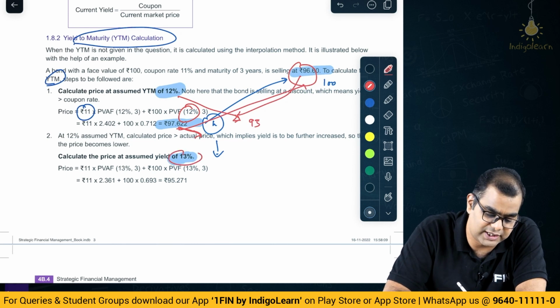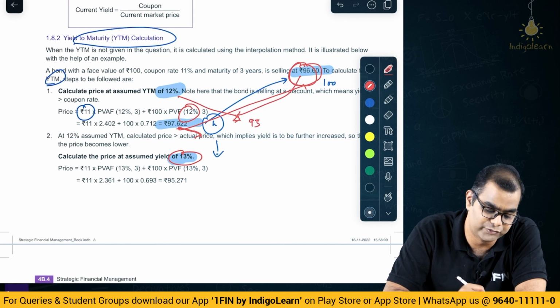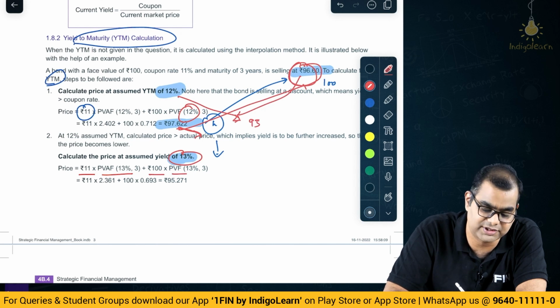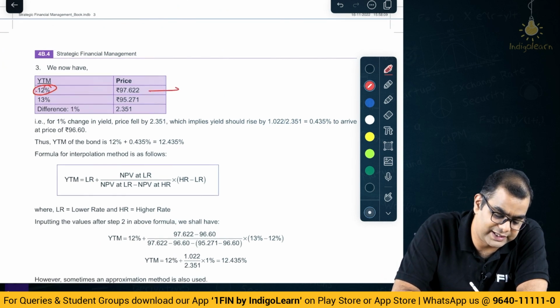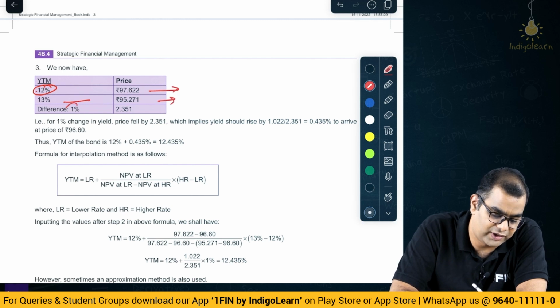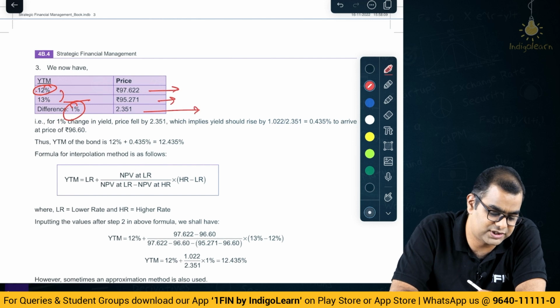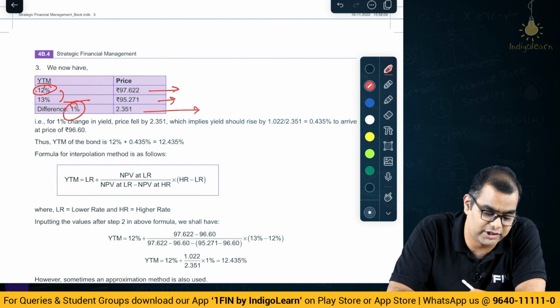Okay, so you choose a 13% yield so that the rate comes down further and approaches close to 96. So let us see, 11 rupees present value annuity factor at 13% for 3 years, 100 rupees present value factor at 13% for the third year, you will get 95.27. So you see, at 12% it is 97, at 13% it is 95. So for a 1% change it is 2.351.